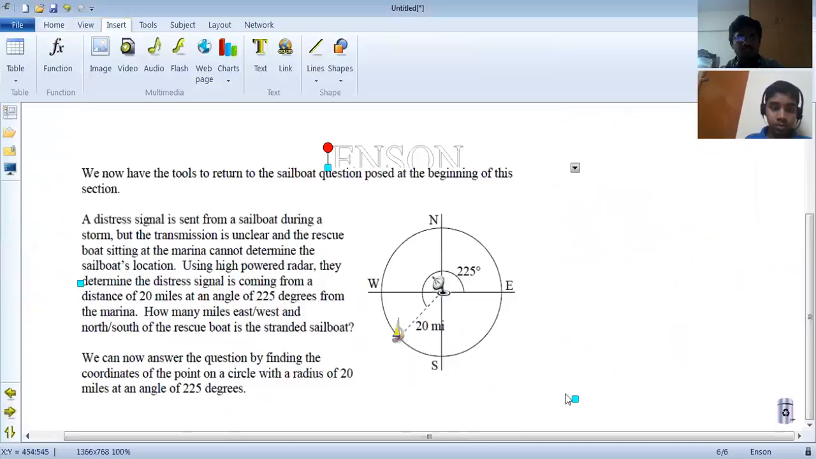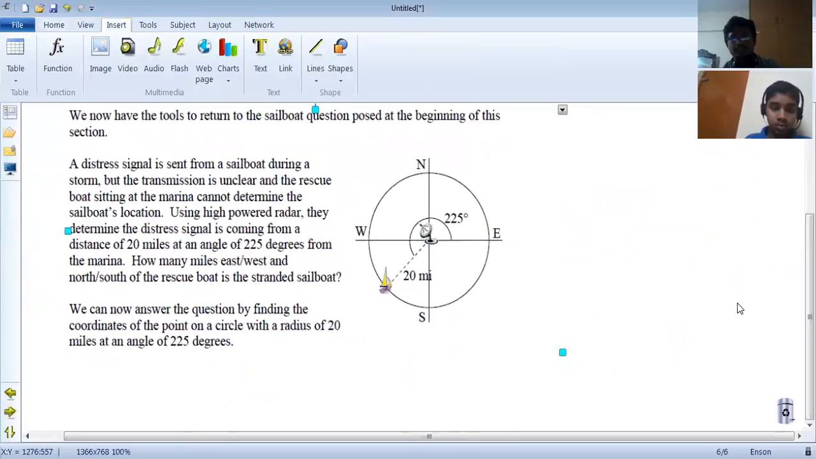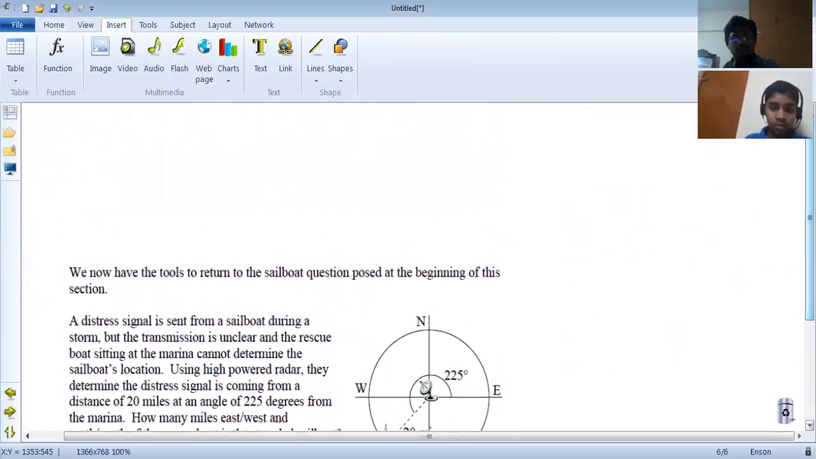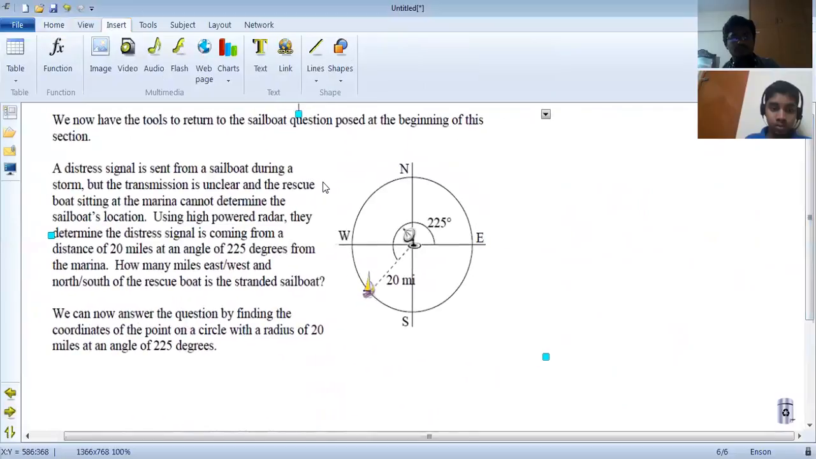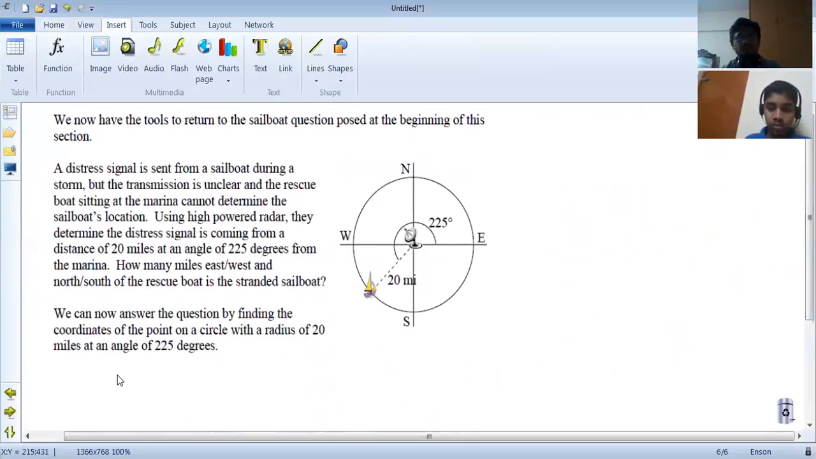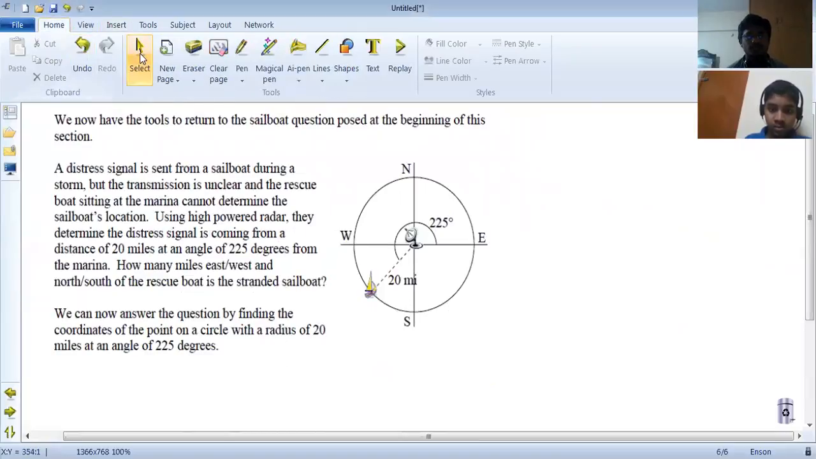So here is the next question. It's just like a concept only. Here we need to find the x and y coordinate values. How will we find those values? What is the formula to find the x coordinate value? Tell me.